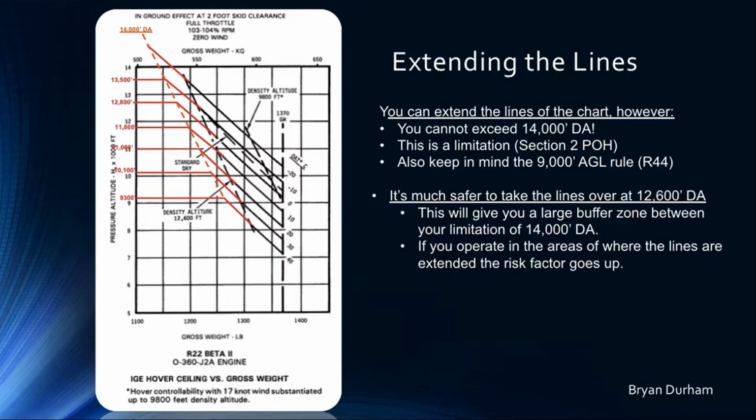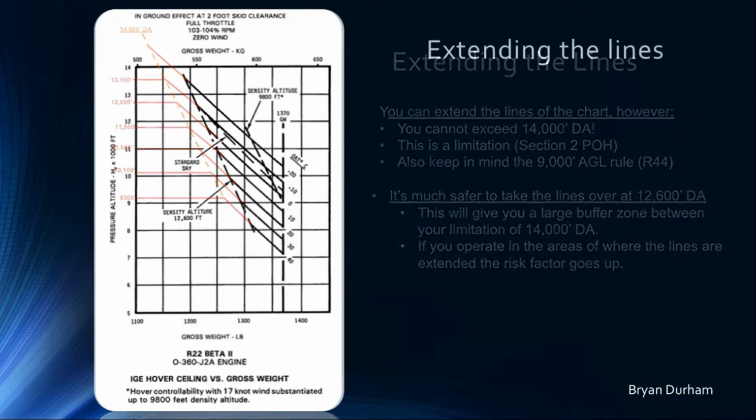Now, another thing that they need to understand is that it's much safer to just take the lines over at 12,600 foot DA, okay? What that's going to do is give you a slight buffer between that and your limitation at 14, okay? The higher up as far as density altitude that you're flying in, your risk factor is also correspondingly going to go up. And that's something that they need to understand.